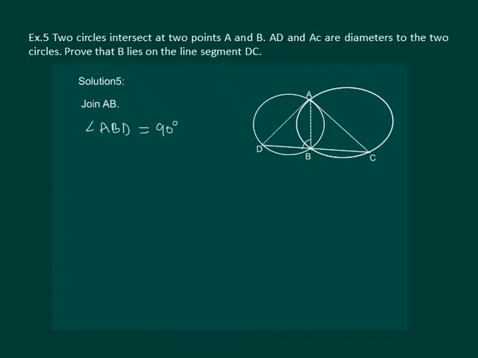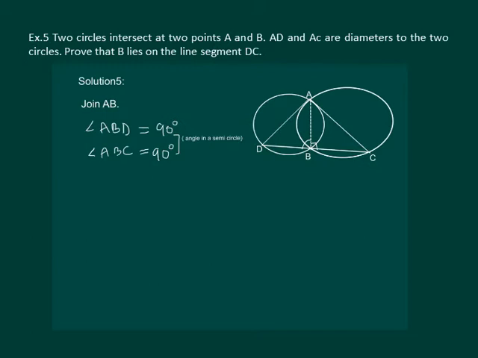Similarly, corresponding to the diameter AC, angle ABC equal to 90 degrees, again for the same reason as it is the angle in a semicircle.